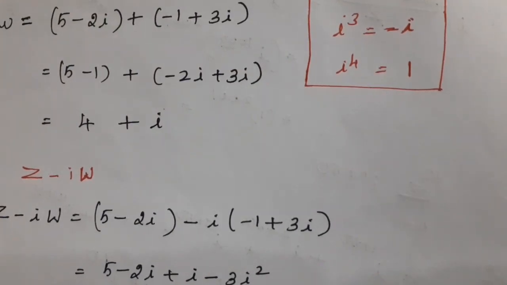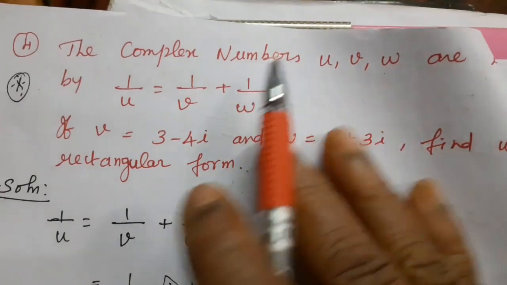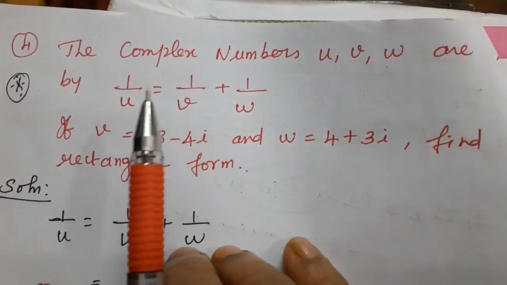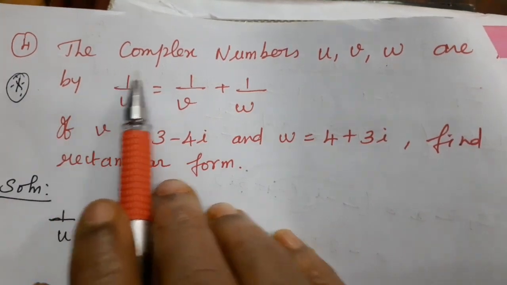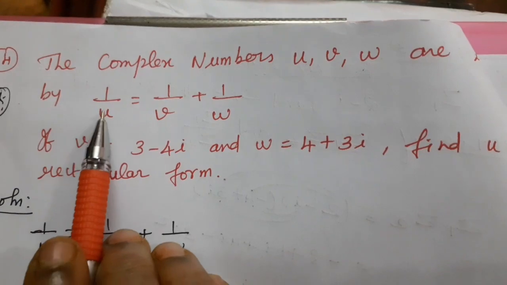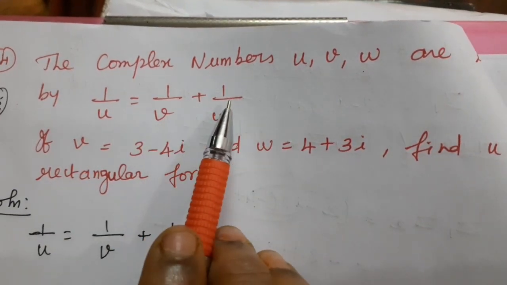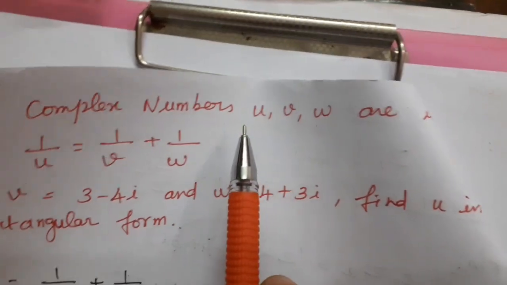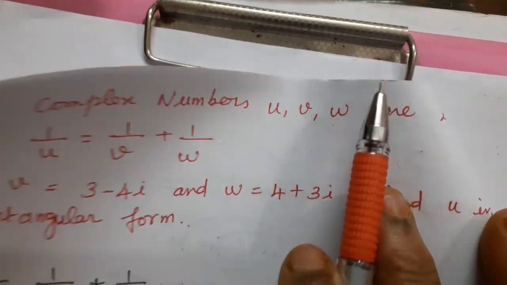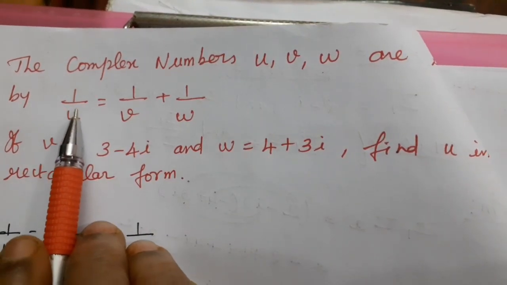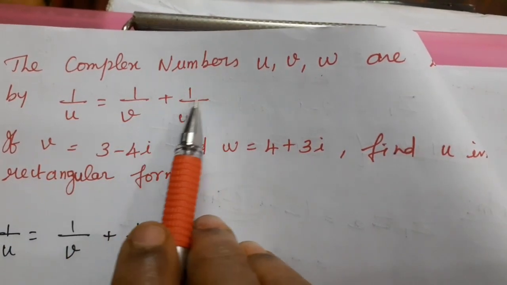In exercise 2.2, go through. In exercise number 2.4, go through the fourth sum. I am just recalling, unable to recall all the sums, just to go through and revise for you. The complex numbers u, v, w are given such that 1 by u equal to 1 by v plus 1 by w. We are going to show that 1 by u equal to 1 by v plus 1 by w.